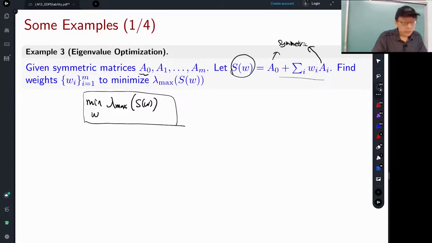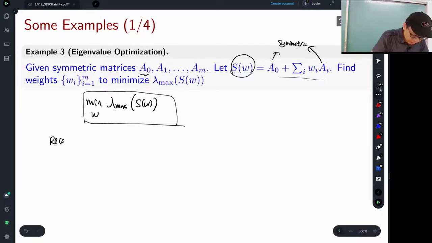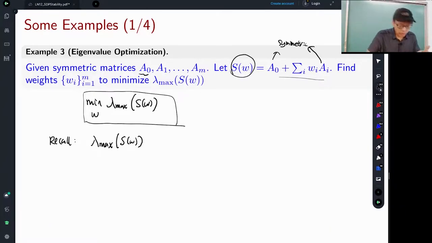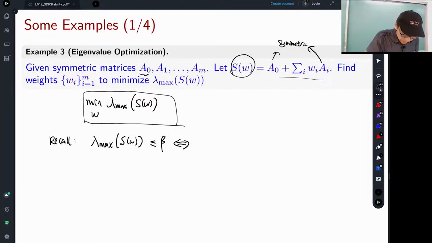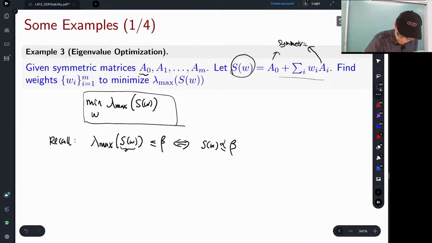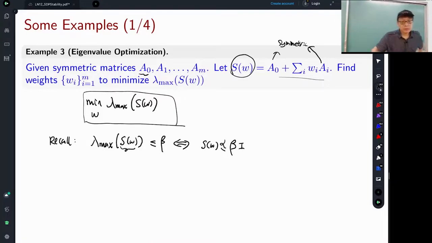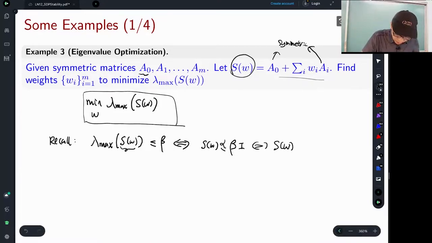But how can we solve this one? How do I formulate this problem? Let's first recall what we reviewed from lecture 11. Suppose lambda max of S(omega) is less than or equal to beta, a number. From our previous review, we know this is the same as saying the matrix S(omega) minus beta I is negative semi-definite. You should remember this.